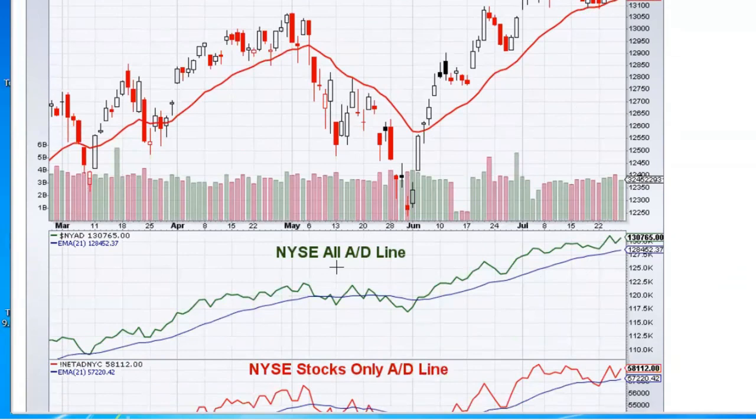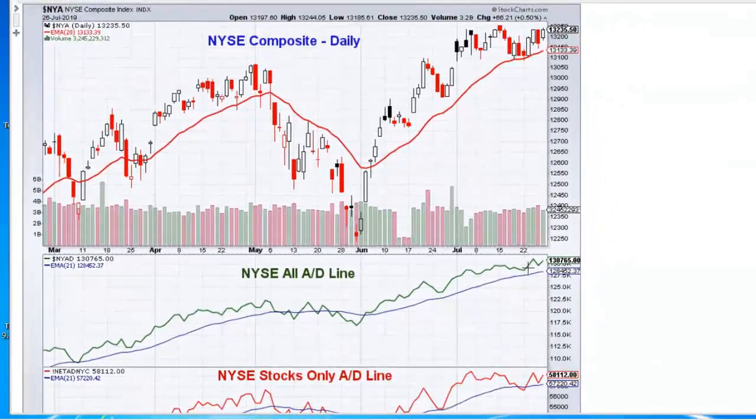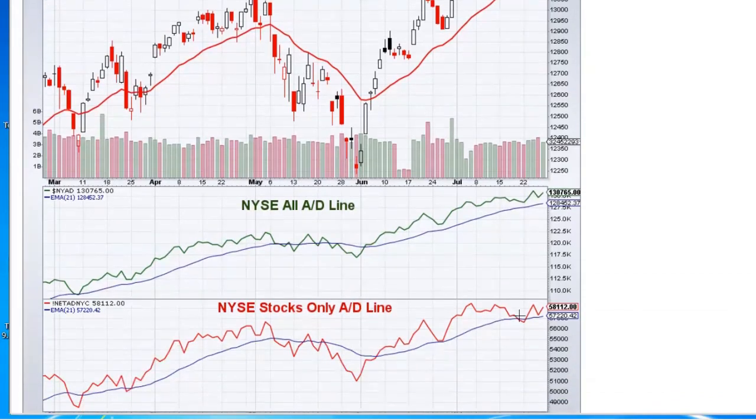Below this, we have one of the NYSE AD lines that I look at, the all AD line, which encompasses everything in the NYSE. You see it made a new high a week ago, then just a minor pullback, turned back up on Friday, and looks quite good, well above its moving average. It never showed any weakness. Below that, we have the stocks only. I think I mentioned before that the NYSE has a number of bond funds, ADRs, and a bunch of other things that are not really, quote, stocks.